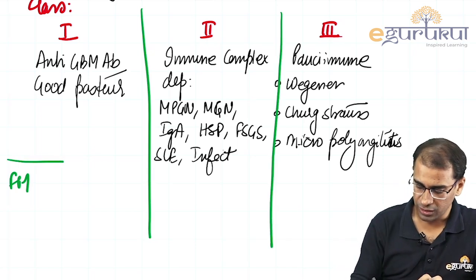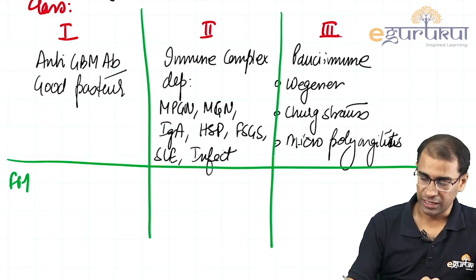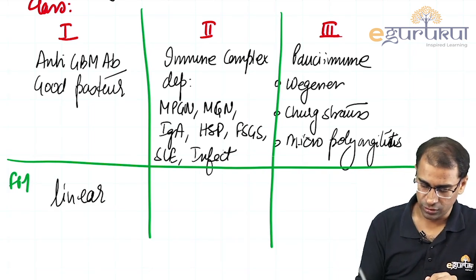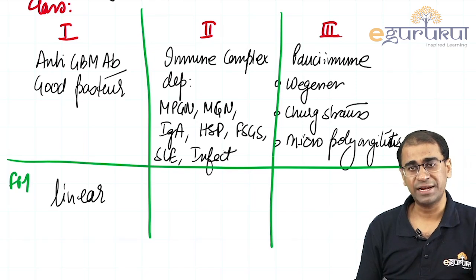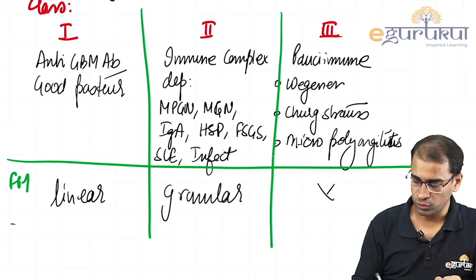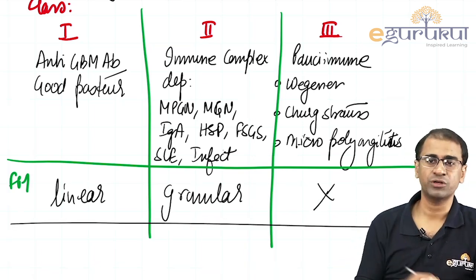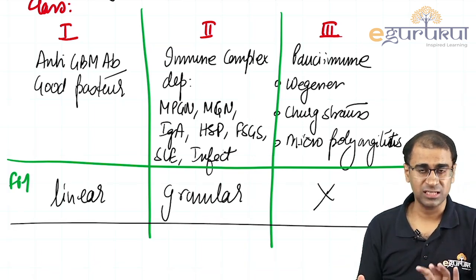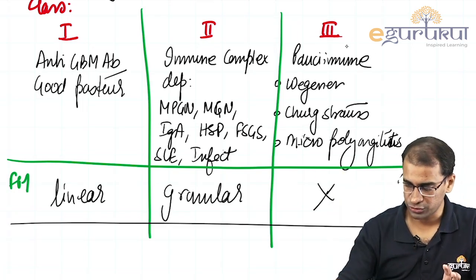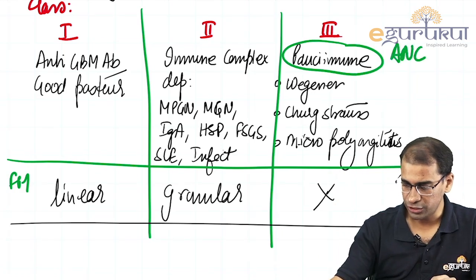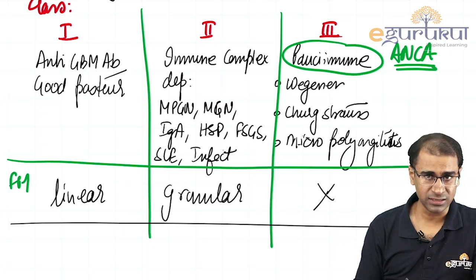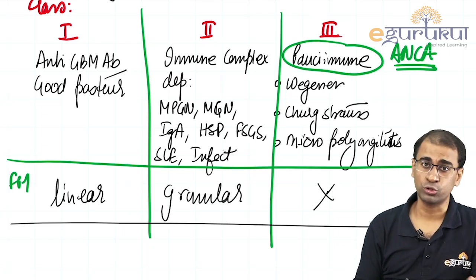See why? The FM finding, that is fluorescent microscopy finding, here is linear deposits, because this is antibody deposition. Here it is granular deposits, and here you do not see any deposition as such, because pauci-immune means less immune complex deposition. In fact, the deposition here is ANCA, anti-neutrophil cytoplasmic antibody. They don't show any immune complex, only ANCA deposition in the neutrophils, not in the glomerulus.